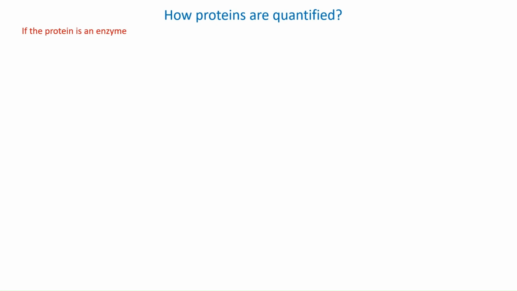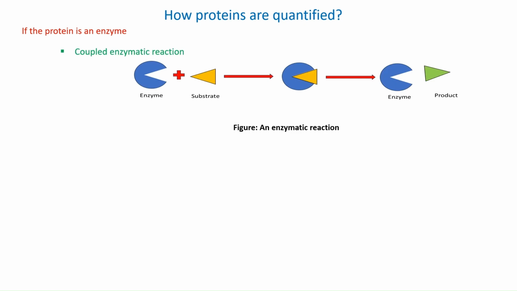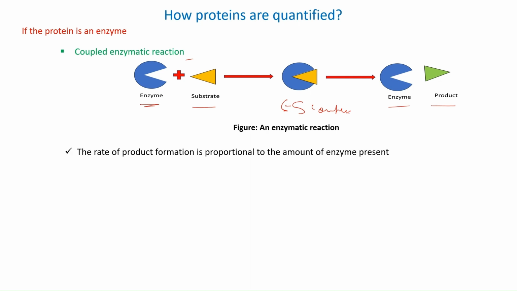For that, the first question is: is the protein an enzyme? If it is an enzyme, then we can quantify using the enzymatic reaction. If the protein is an enzyme, this enzyme will act on a substrate and form an enzyme-substrate complex, which will convert into product, giving the enzyme back. As we all know, the rate of product formation is proportional to the amount of enzyme present. Therefore, depending upon the amount of product obtained and the rate of product formation, we can easily calculate the amount of the enzyme if our protein is an enzyme.